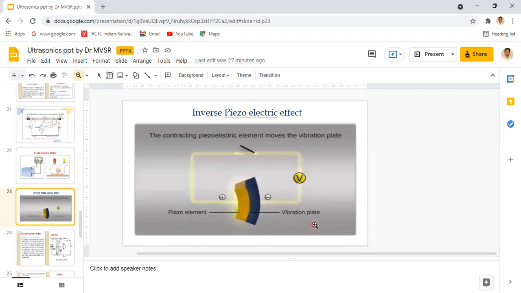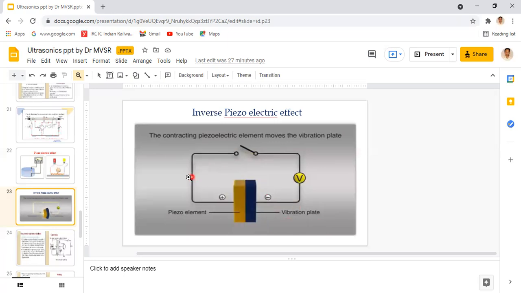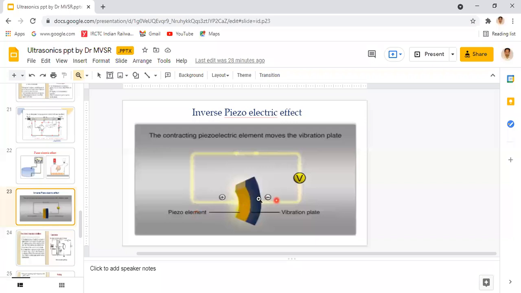Definitely the vibrations will start in this plate. The vibrations will be observed in this plate. So it is the vibration plate.